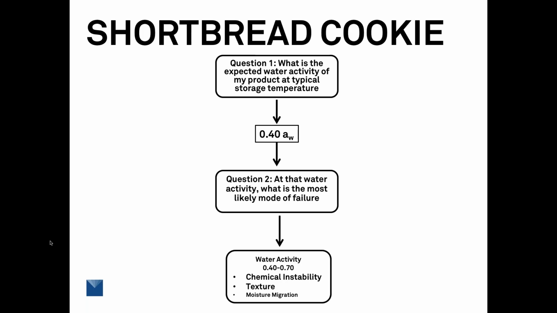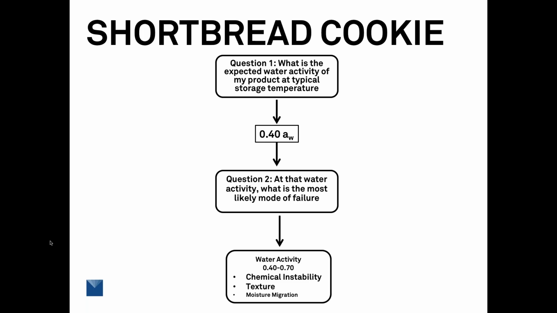Okay, now for the experiment that we conducted, we chose a shortbread cookie to look at in terms of shelf life. We wanted to get some information about the shelf life of this type of product, and identify what we wanted to investigate as the most likely modes of failure for it. The expected water activity for this product is typically 0.4 or less, typically somewhere between 0.3 and 0.4.